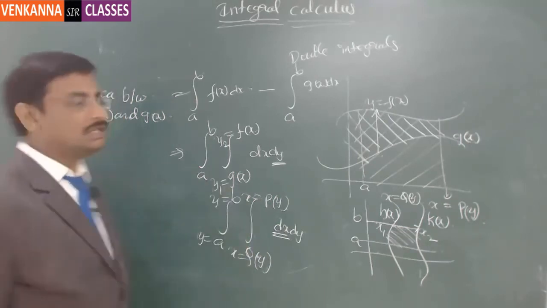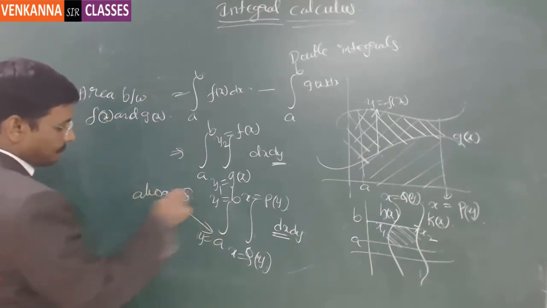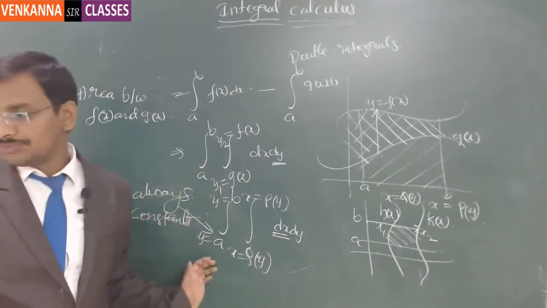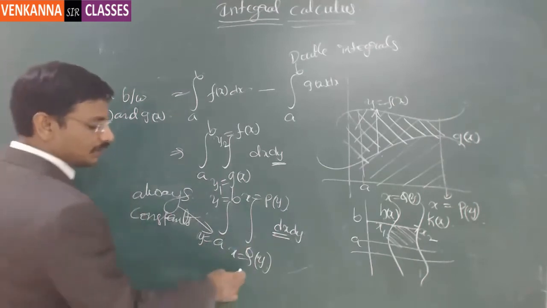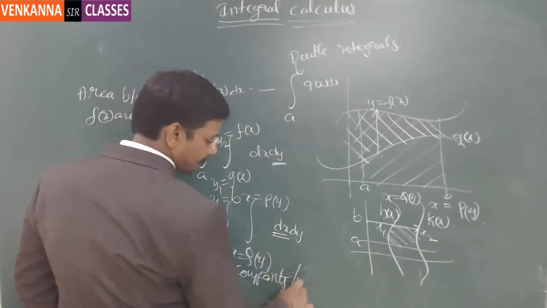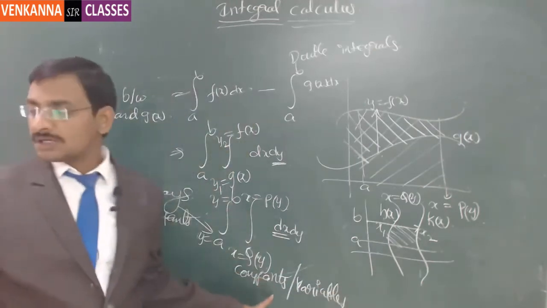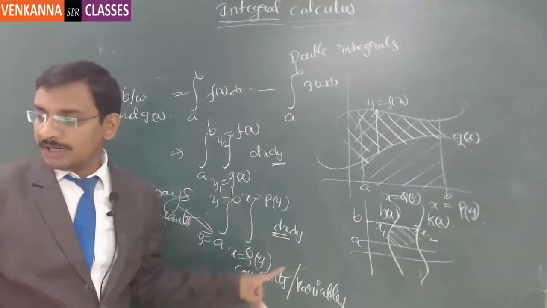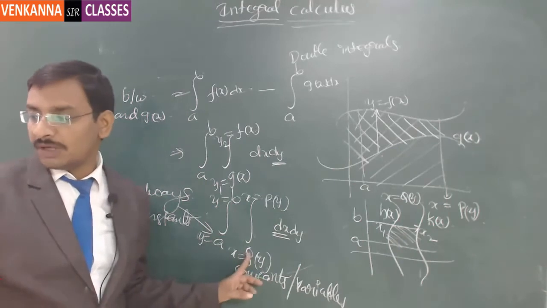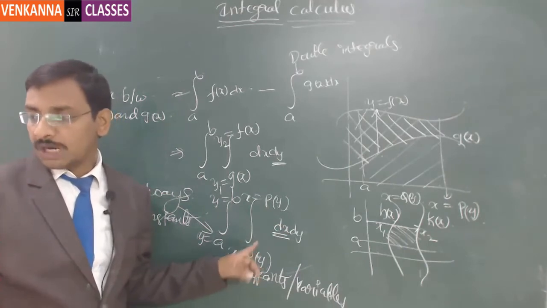Here the fundamental condition is that the first and foremost limits, the outer ones, will always be constants. And for the inner one, you have the flexibility of having constants or variables. If it is constants, well and good. If it is a variable, it should definitely be a function of the other variable. That is, it should be f of y or q of y or p of y like this. It should be of y, but it should not be x.